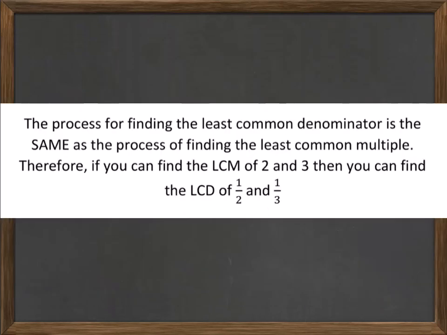Notice that the process for finding the least common denominator is exactly the same as what we've been doing, finding the least common multiple. So, in other words, if you can find the least common multiple of 2 and 3, then you can find the least common denominator of 1/2 and 1/3. So, if I want to do 1/2 plus 1/3, I literally have to find the least common multiple of 2 and 3. And hopefully, by now, from watching this video, you know that it is 6.